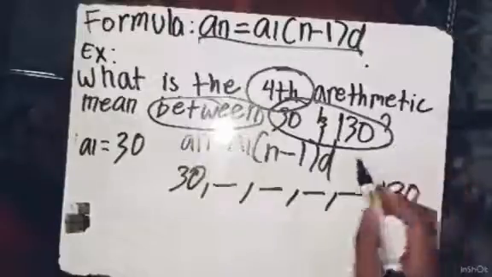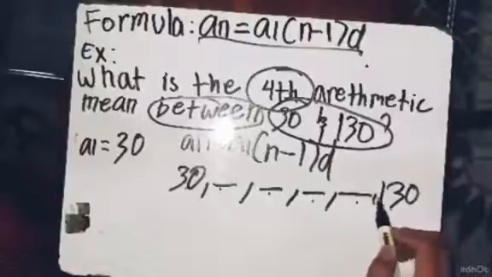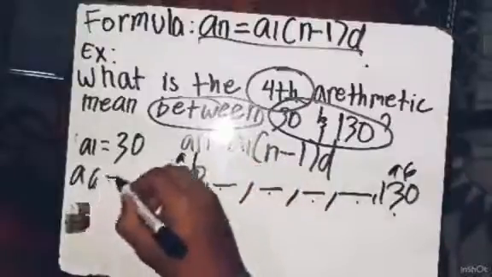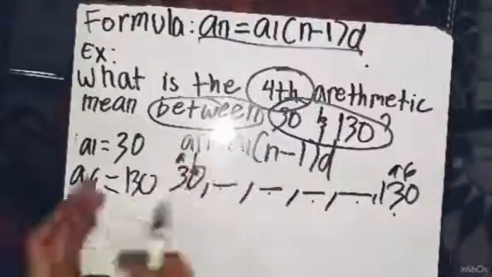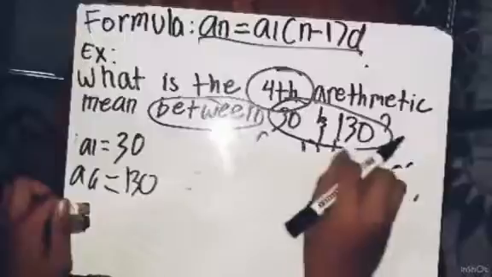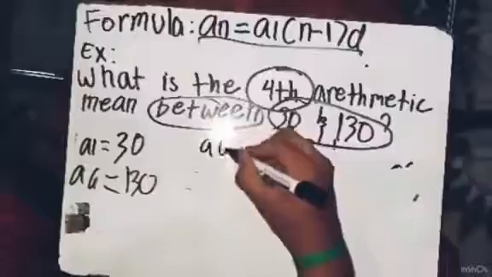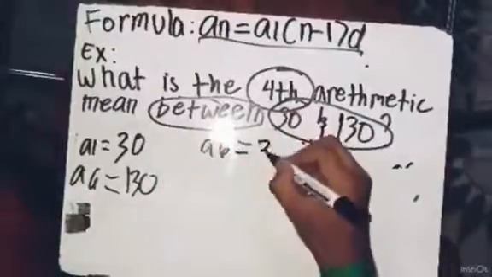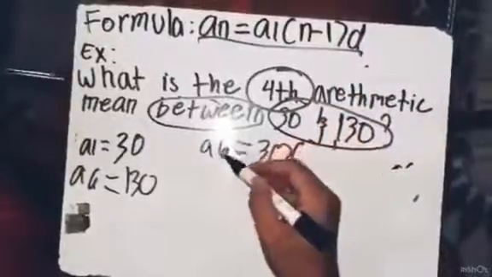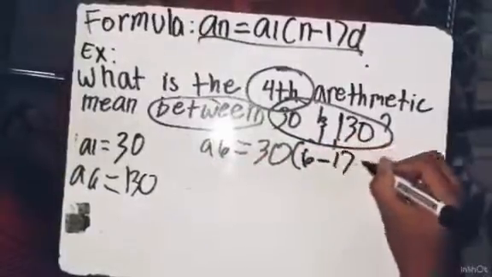So now, let's just count. This is A1, A2, A3, A4, A5, and A6. So this is A6 and this is A1. So we can put that there and 130. So now, we're going to solve this question by using this formula. Like this. So, like I said, an is now A6. So we're just going to put A6. A1 is 30. So 30. And n is like an, but you're just going to copy the number, not the letter. So it is 6 minus 1 and d.